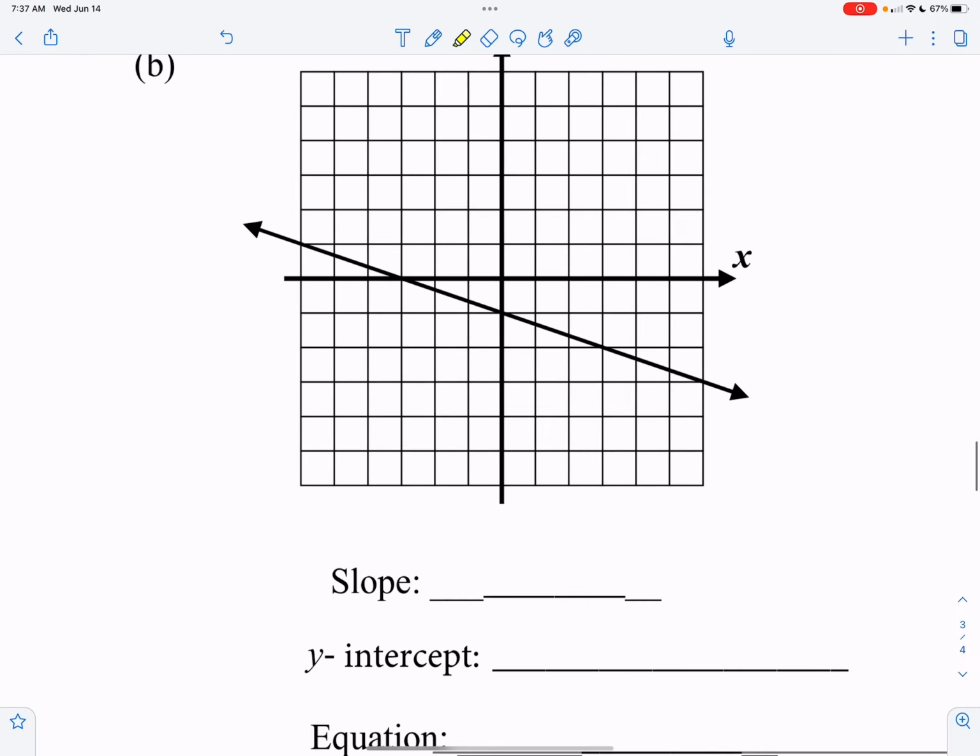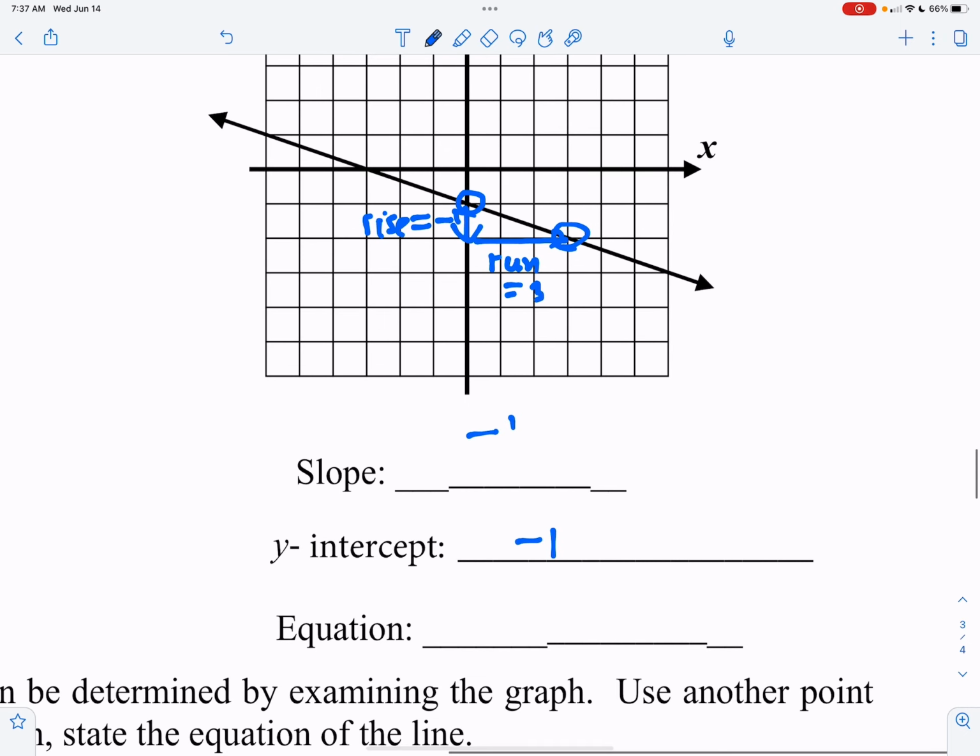Okay, now in this graph, it has a negative slope because the graph is going downward instead of upward. We can see the y-intercept is -1. And if I go from that point to another point where it's crossing the graph paper, I have to go down 1. That's a rise of -1, and over 3. That's a run of 3, meaning I have a slope of -1/3. My equation would be y equals -1/3 x minus 1.